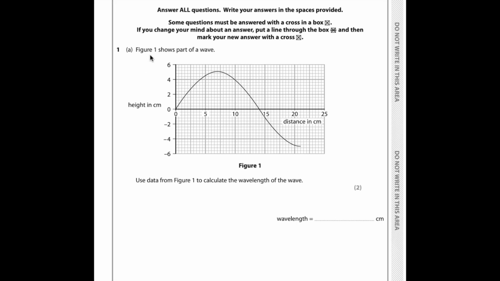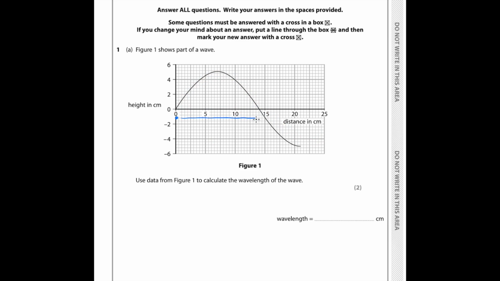Question 1. Figure 1 shows part of a wave. It's the height up the side and the distance along the bottom. Use data from figure 1 to calculate the wavelength of the wave. So the wavelength would be from any point to the same point on the next wave. But you can see they don't give us that. But what we have got is half a wavelength, so we'll just double that.